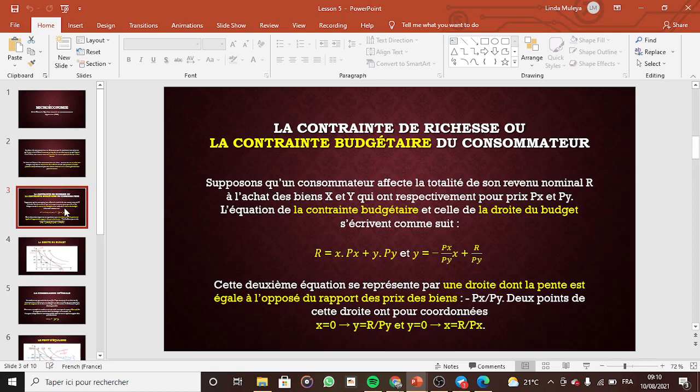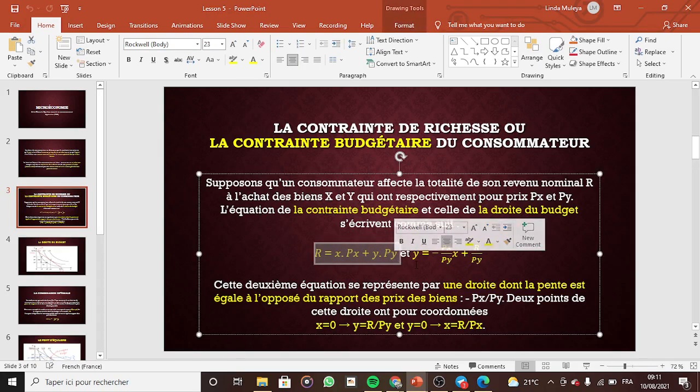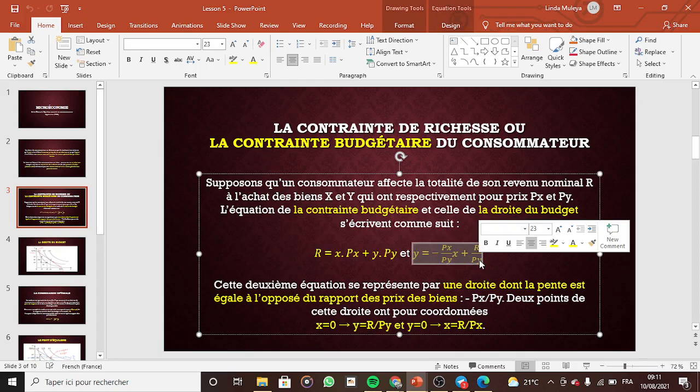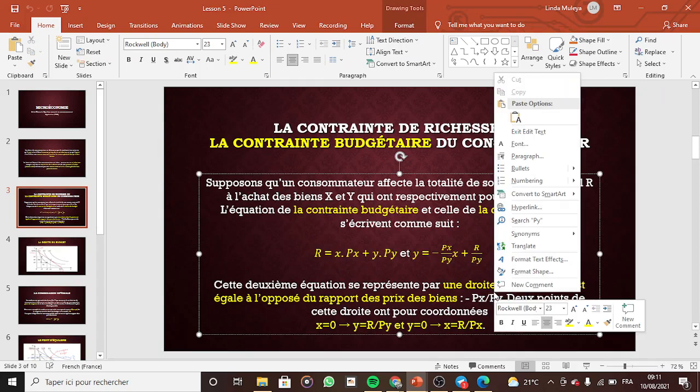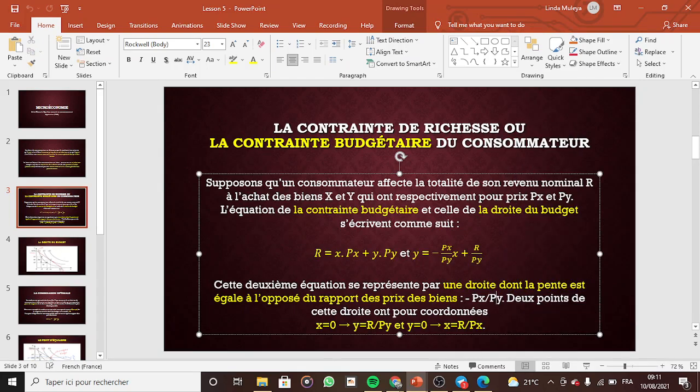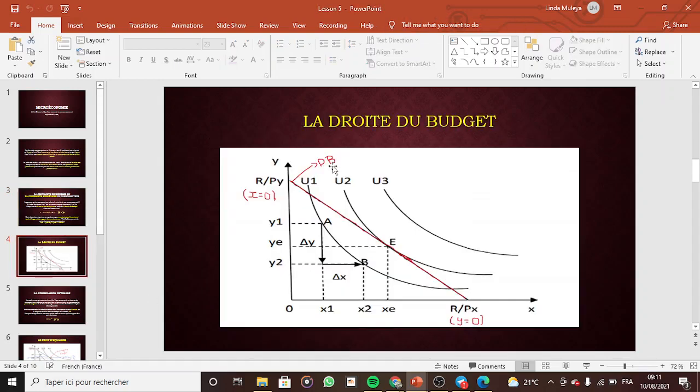We saw the formula for the budgetary constraint, which is this one here, and also the formula that allows us to show it on a graph. This particular formula only has two coordinates. In one case, x is equal to 0, and y will be equal to the revenue of our consumer over the price of the good y. And in the case where y is equal to 0, x will be equal to the revenue of our consumer over the price of the good x. And so we also showed exactly what this line looks like on our graph.